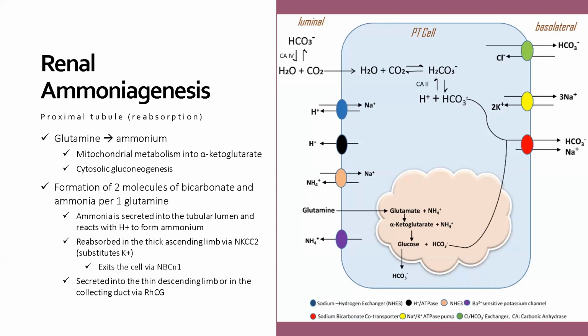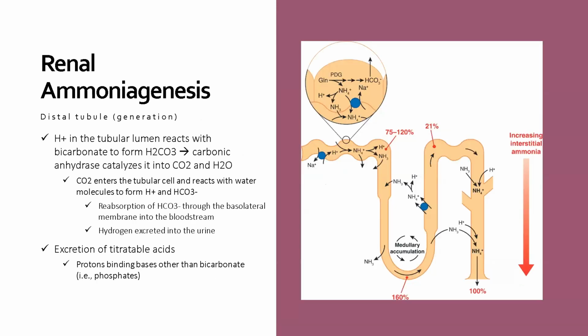For the NBCN1, it's an electroneutral sodium bicarbonate co-transporter that facilitates coordinated transportation of ammonia into the medullary interstitium and the movement of bicarbonate into the cell. So essentially, when you have one molecule of glutamine, it's eventually going to turn into 2 molecules of bicarbonate. And again, in the distal convoluted tubules, you're primarily going to have bicarbonate generation.